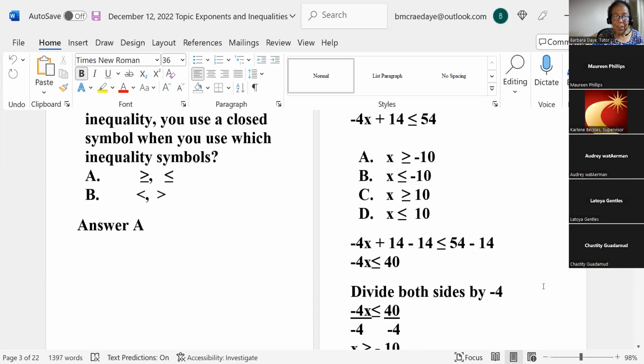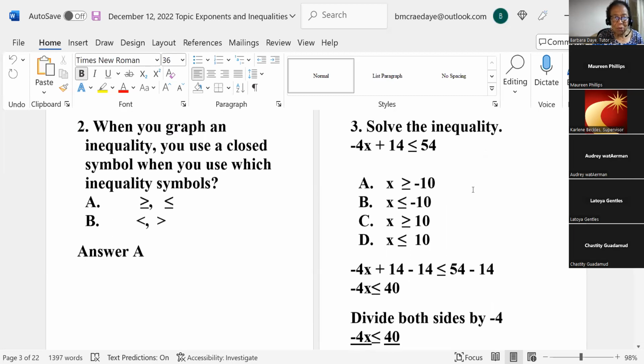So Maureen, if this had been an equal, you would do the same thing we did here. If this was an equal instead of less than or equal, you would do the same thing we did with the inequality. Got it? Okay. Any questions?